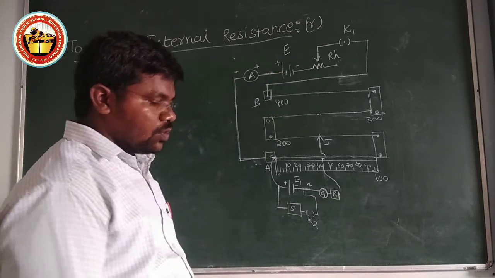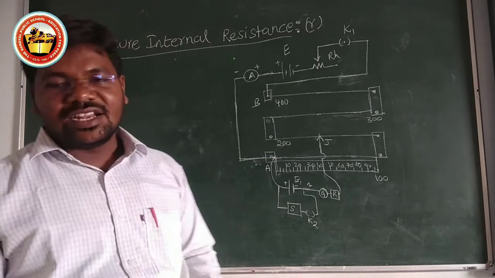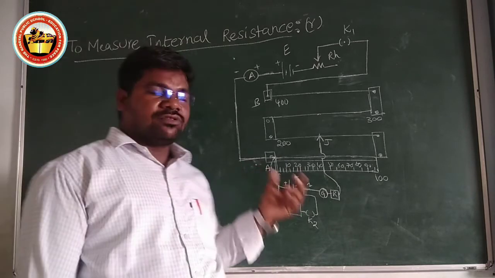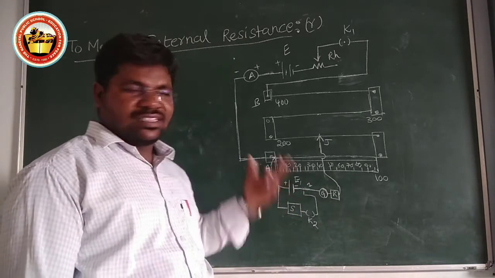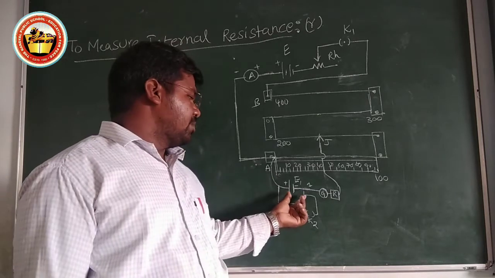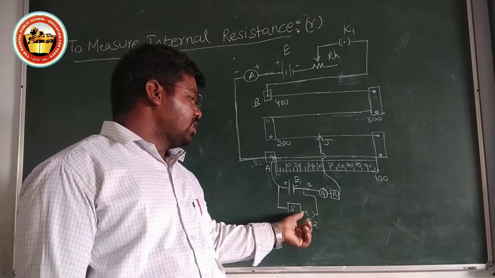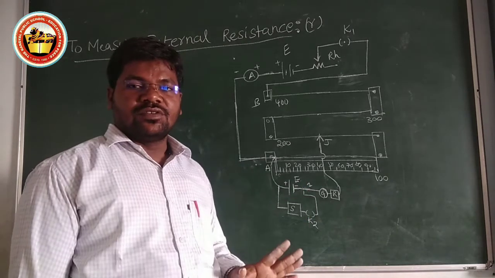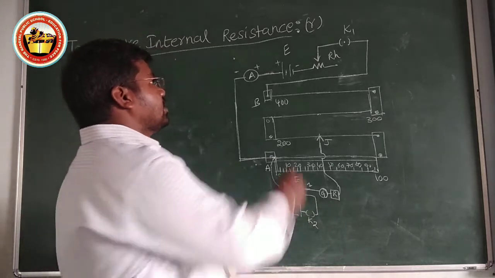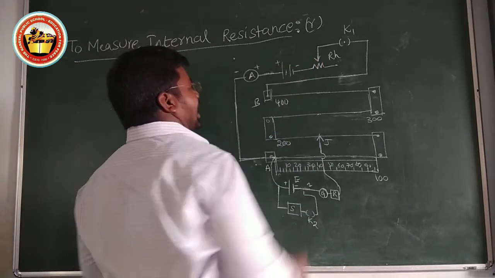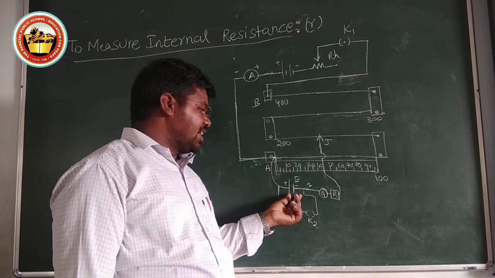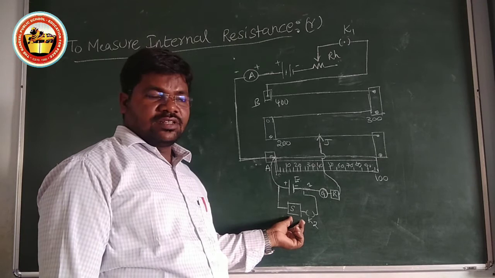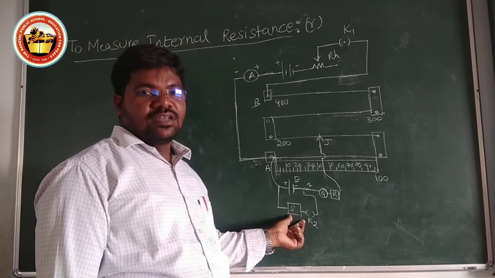So how can we measure the internal resistance of a cell? First we have to arrange a circuit diagram like this. In the previous case we took E1 and E2. Here in this case we take only one EMF. This is the battery. Here we take one EMF, and another one is a resistance box, which we can call the additional resistance.